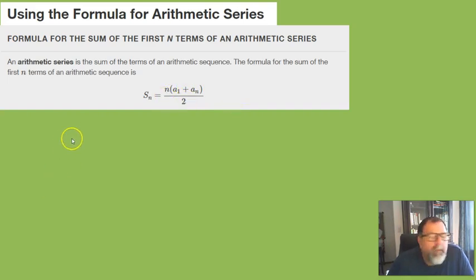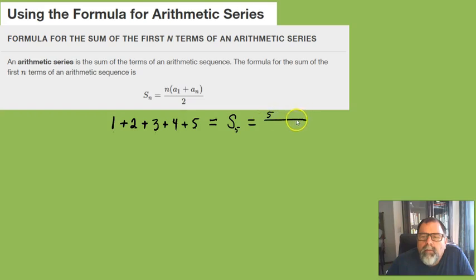So for instance, let's say I wanted to do this arithmetic sequence and add up all the terms. Let's just do 5. Okay. So if you take the first term plus the last term, that's 6. And then you can see 2 plus 4 is 6. And then you got 3. Using that shortcut formula, S sub 5 would be 5 divided by 2.